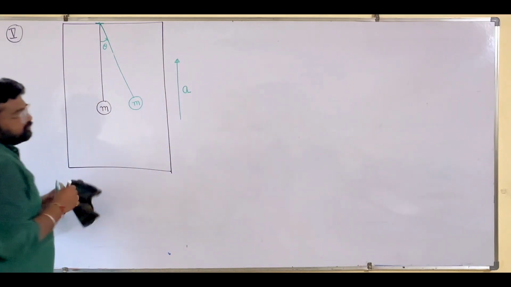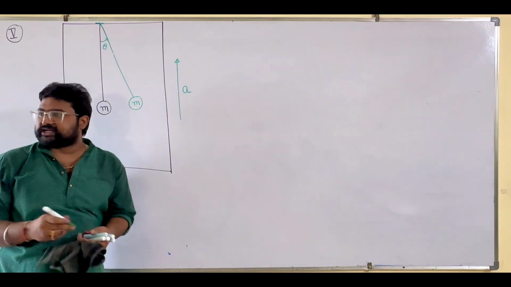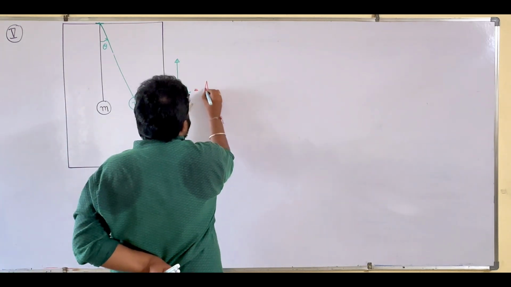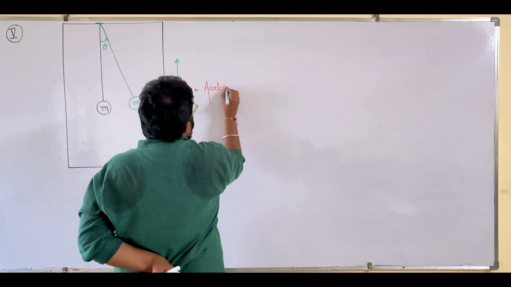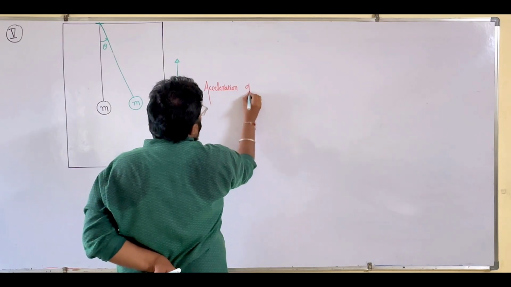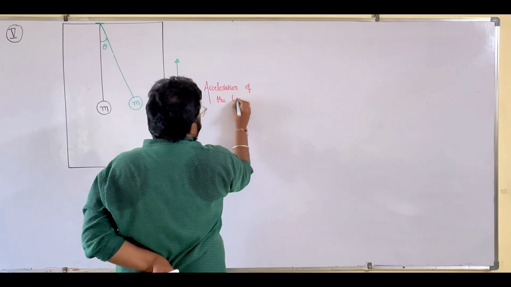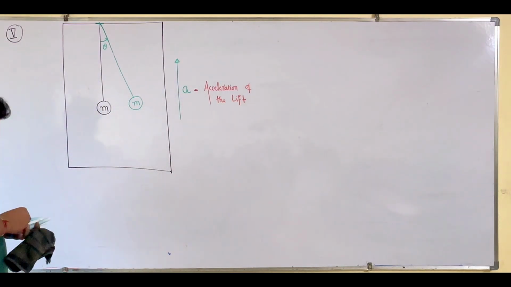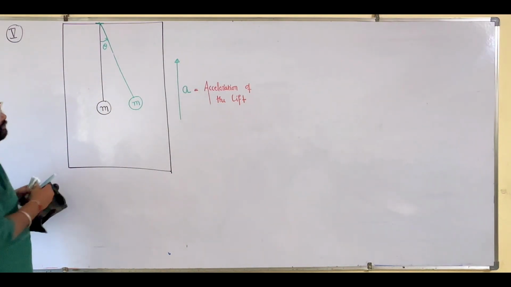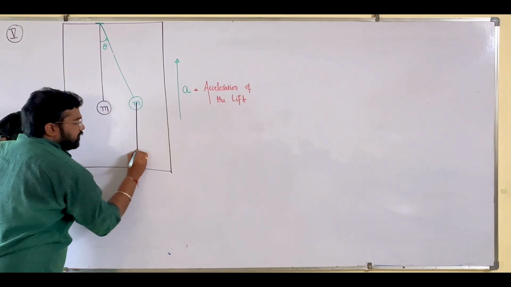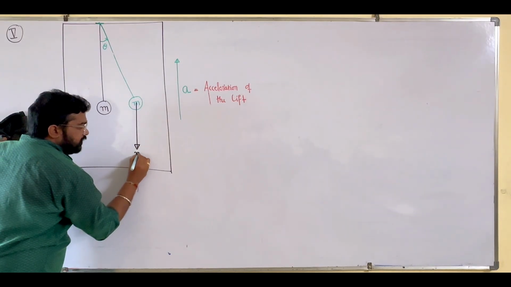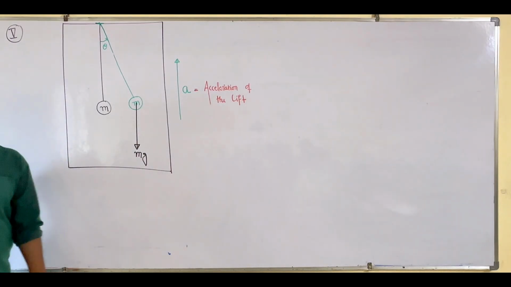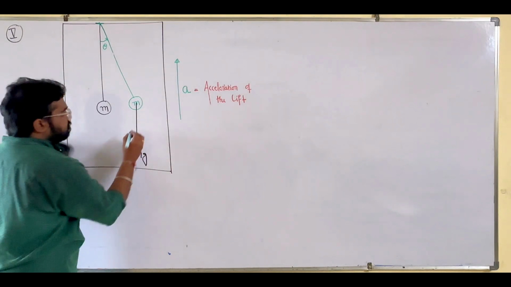This A is the acceleration of the lift. Weight is acting vertically downward. Inertia force is always opposite to the direction of motion.